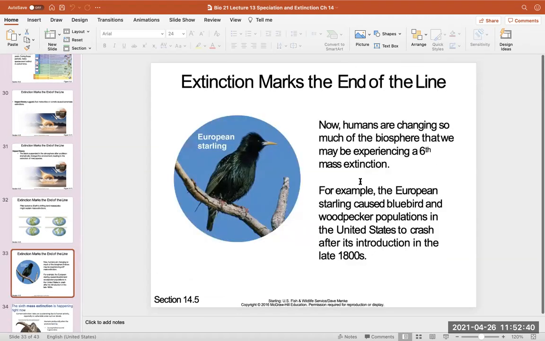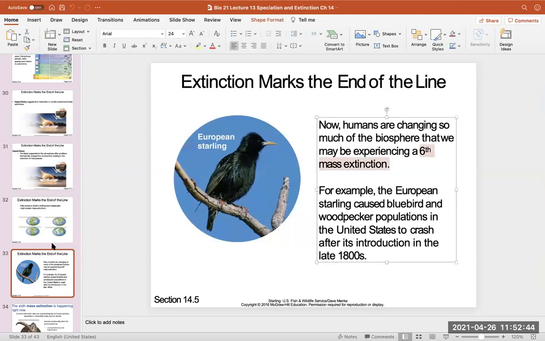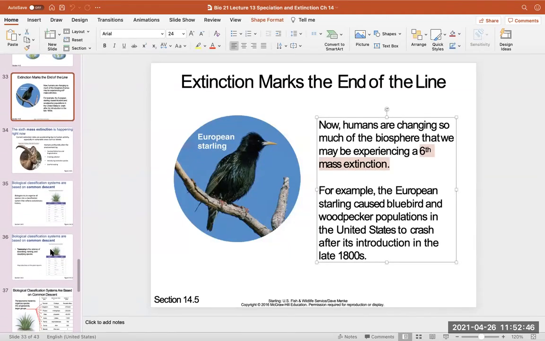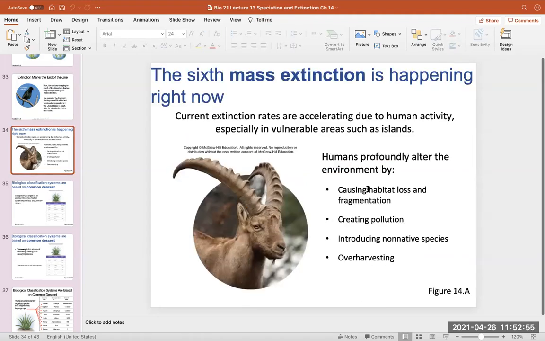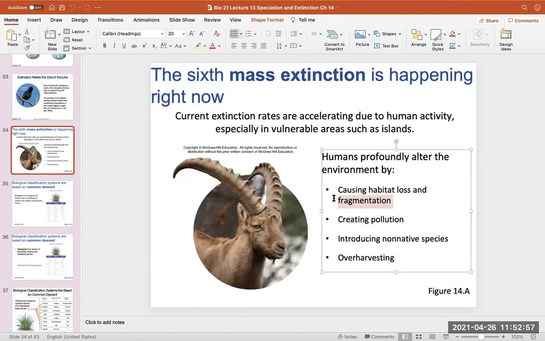And then we are causing the 6th mass extinction. Maybe get yourself a Tesla, so you're not creating a lot of pollution. We're causing the 6th mass extinction, and it's leading to habitat loss, fragmentation, and pollution. We are also introducing non-native species, and we are over-harvesting, for example, hunting. So all this is leading to extinction for some species.